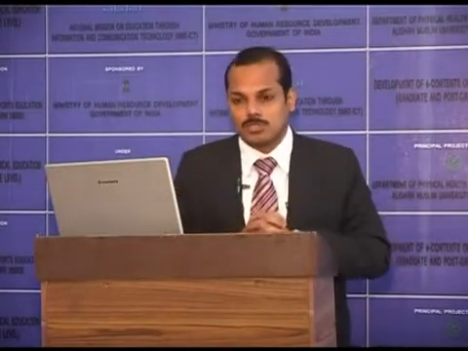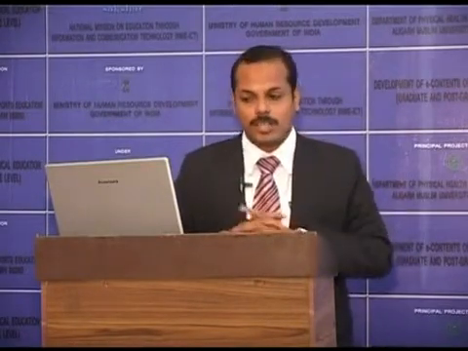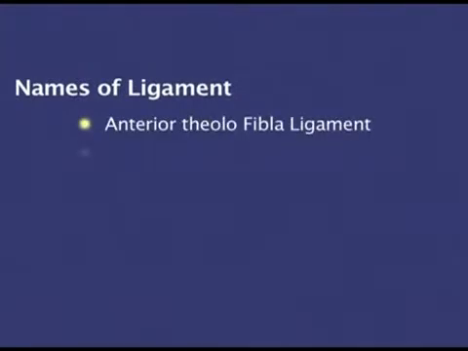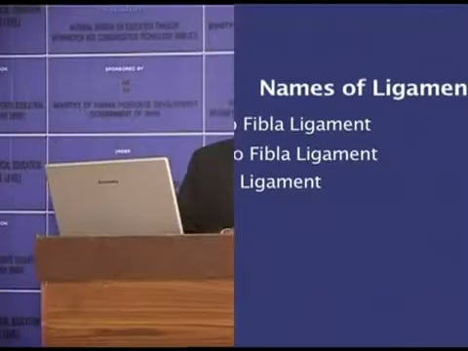We already discussed that there are some ligaments which give strength to this talocrural joint, or ankle joint. There are medial ligaments and lateral ligaments. We will be discussing the lateral ligament right now. The lateral ligament contains 3 parts. It is also called the lateral collateral ligament of the ankle, and the names are anterior talofibular ligament, posterior talofibular ligament, and calcaneofibular ligament. The medial ligament is called the deltoid ligament.